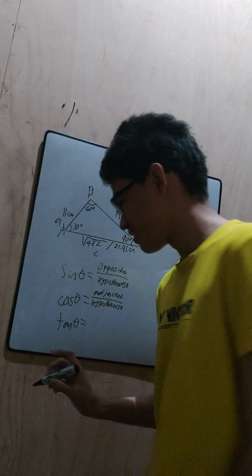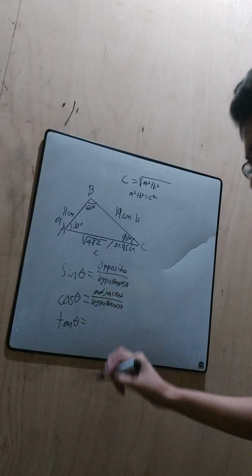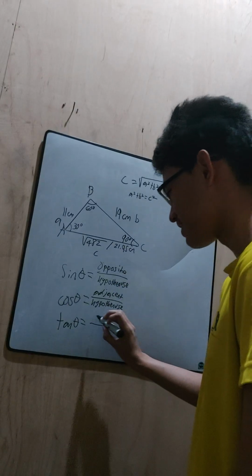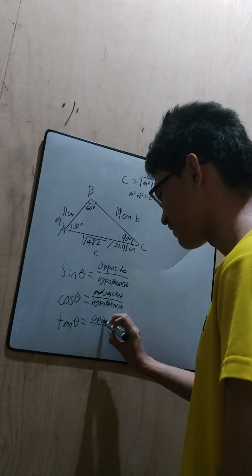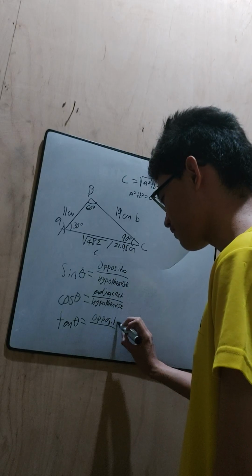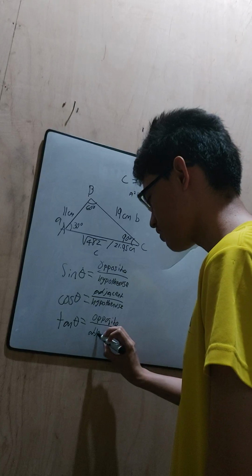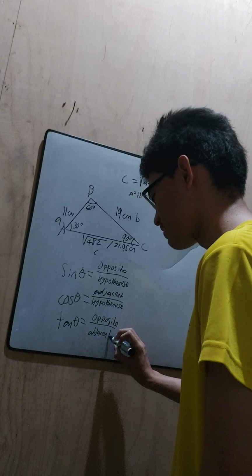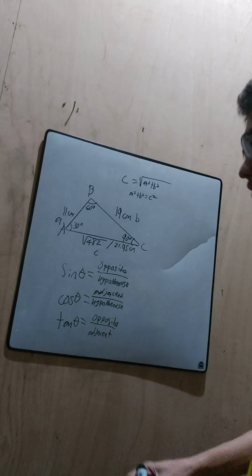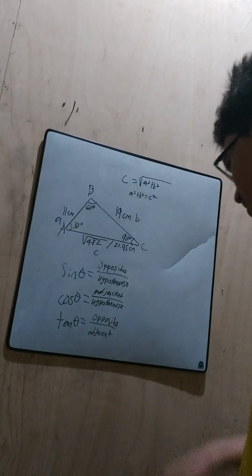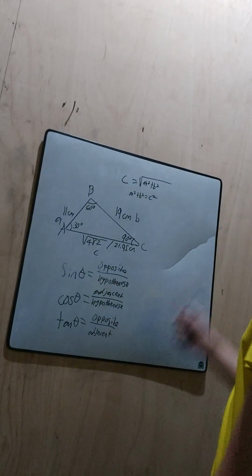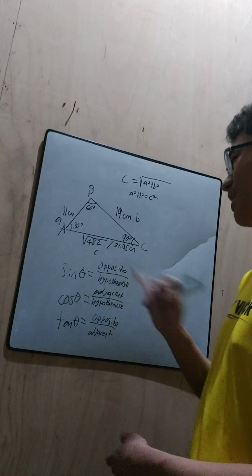Anyways, from my first mistake, that's actually tangent. So basically that's opposite over adjacent. My handwriting sucks, I know. Alright, opposite over adjacent. Now we get that. Okay, we got that, right?